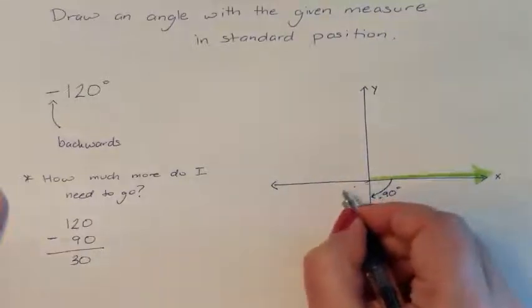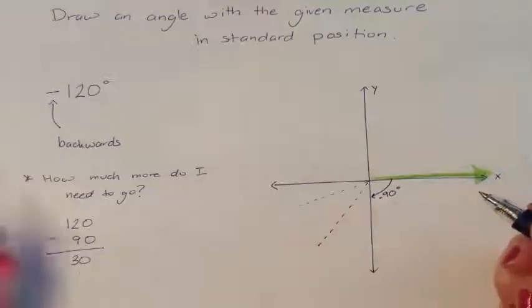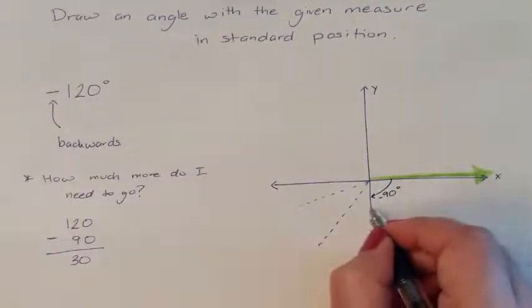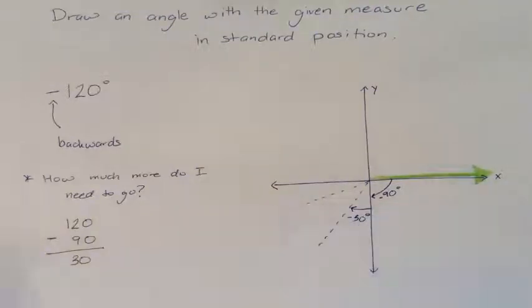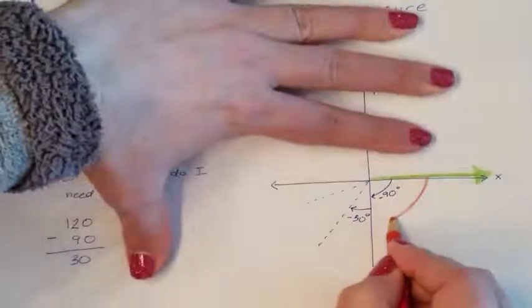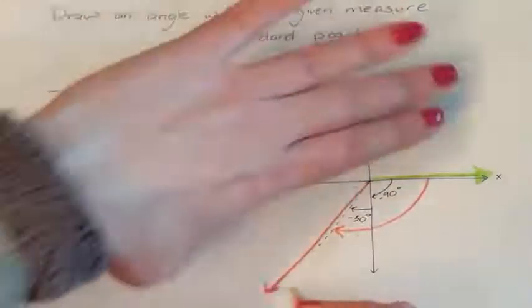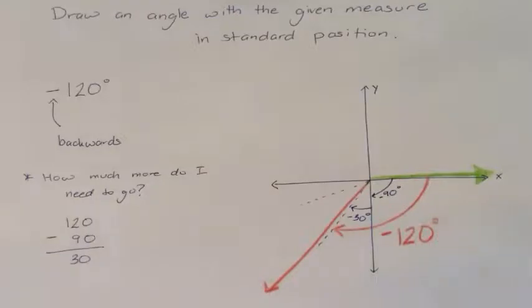I know 30 degrees is easy to achieve by splitting my next 90-degree quarter into 3 sections. Each section is 30 degrees. So here is my next 30-degree backwards move. So if I started here and I went backwards 90 and then another 30, I would have landed right here on this line for a total of 120 degrees backwards. So a negative 120 degree angle.